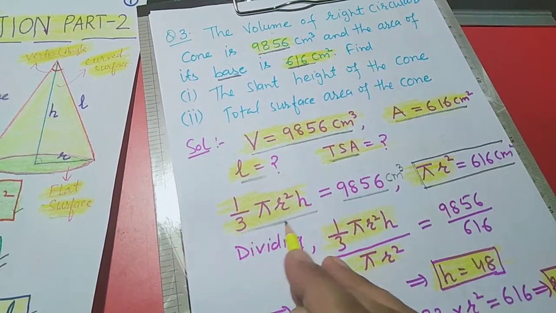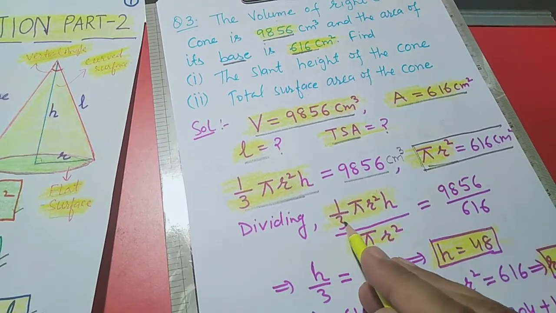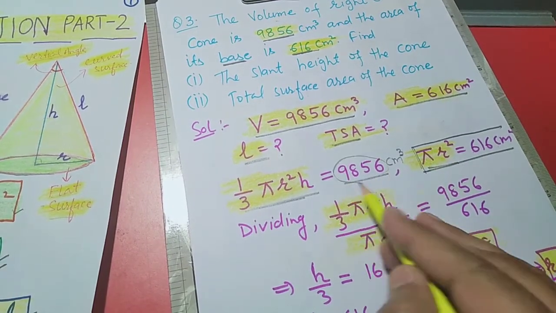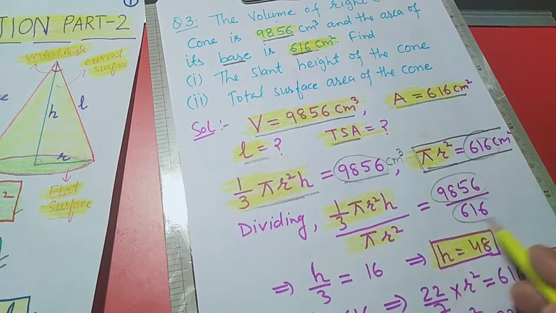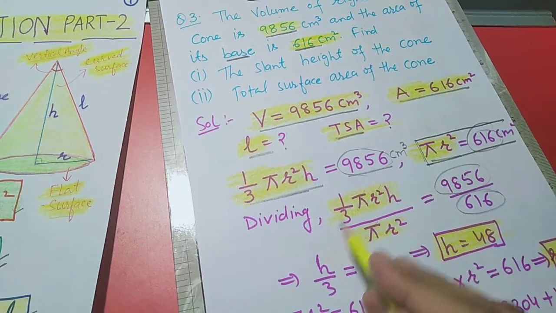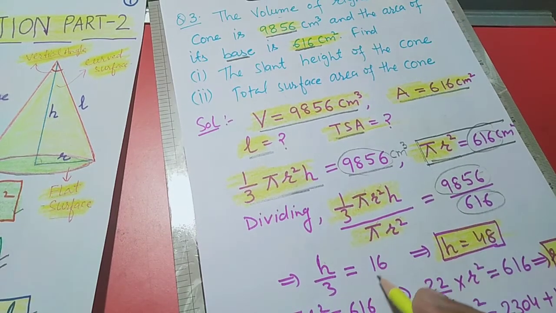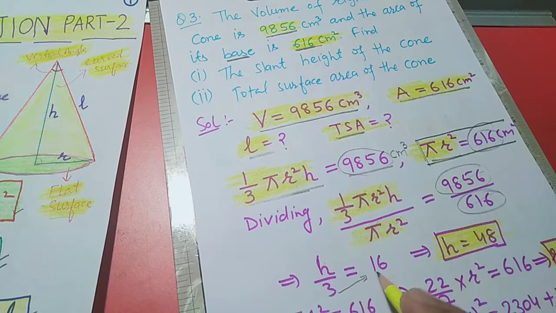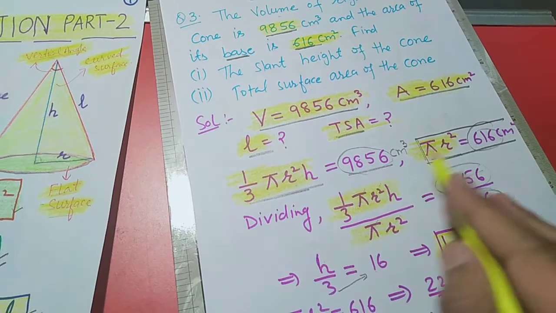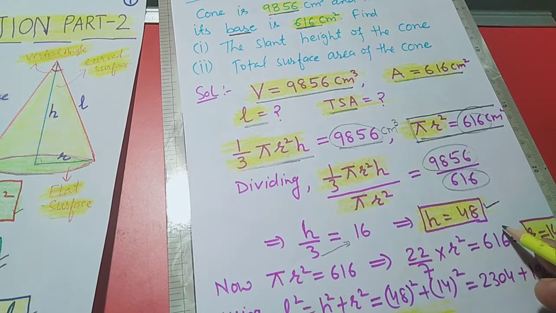Now I am dividing this by this, that is 1 by 3 pi r square h in the numerator and pi r square in the denominator, that is 9856 upon 616. Pi and r square will cancel, so we will have h upon 3 on the left hand side, and when we divide 9856 by 616, we get 16. By multiplying 3 by 16, we get h is equal to 48. So with the help of these two equations, we are able to get height h is equal to 48.